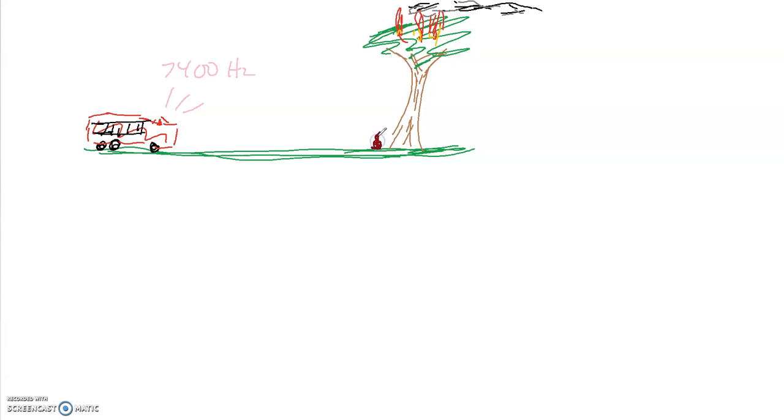So there's my little squirrel, a little tail sticking up. There we go, something like this. Okay, so here comes our fire truck, and our fire truck is coming in at 25 meters per second. So what frequency does the squirrel hear from the siren? Okay, well, let's do some practice here.